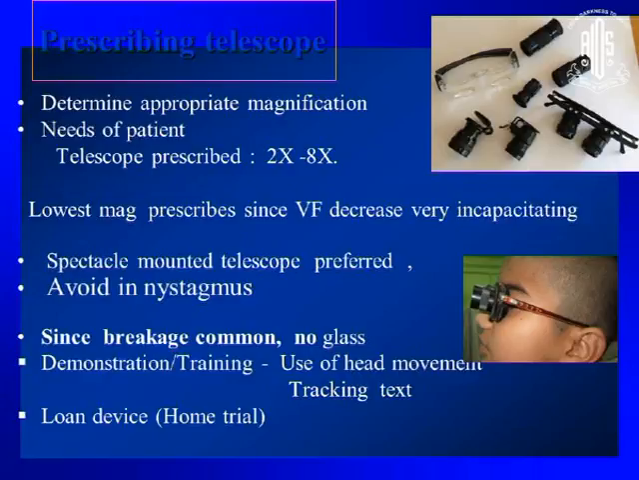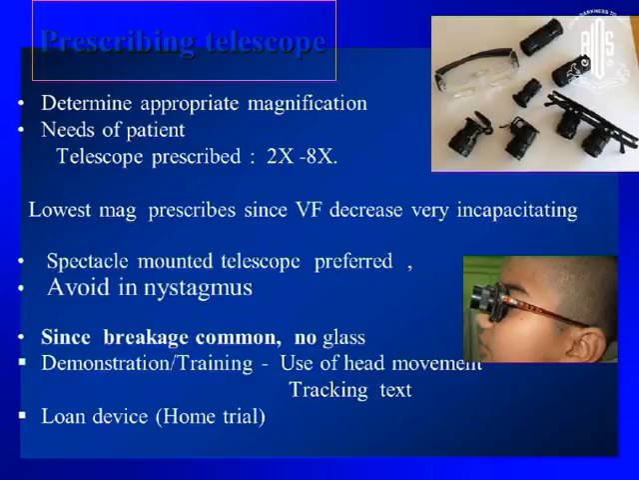We can restrict up to 4H. And then these Galilean telescopes work best for children. Generally, we try to avoid that in a case of nystagmus because there will be a motion parallax. If you hold a telescope even very firmly, you will see the objects moving. So don't prescribe in case of nystagmus.